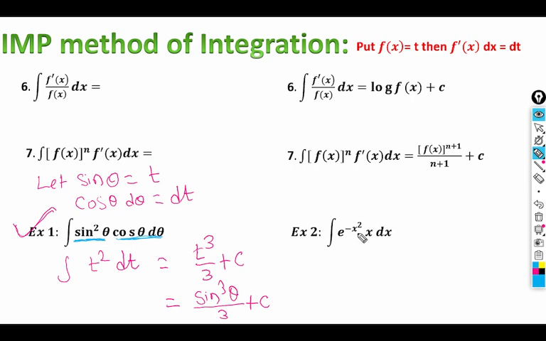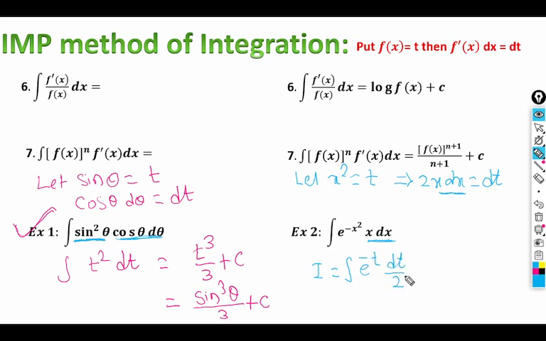Here, that x square only we have to take as t. So let x square be t. So 2x dx is dt. When we differentiate both sides, the derivative of x square is 2x into dx equal to dt. So indirectly, the value of x dx we can write as dt by 2. So the integral will become e raised to minus t, dt by 2.